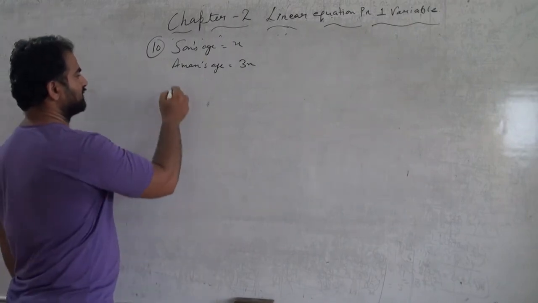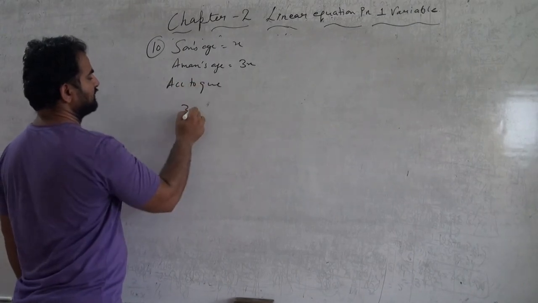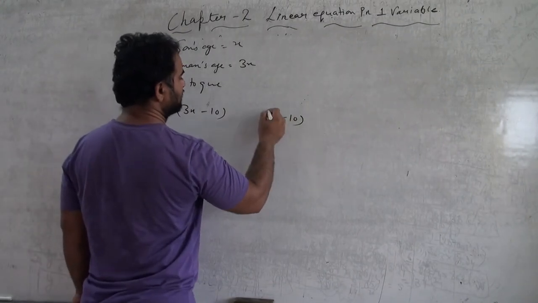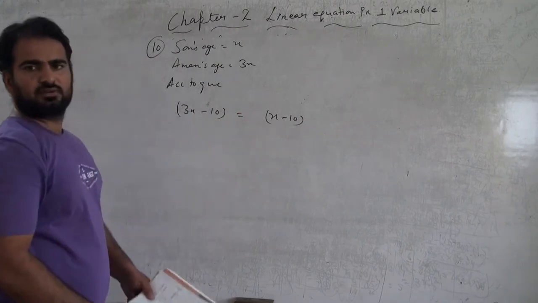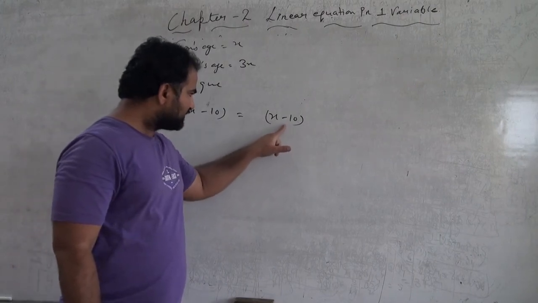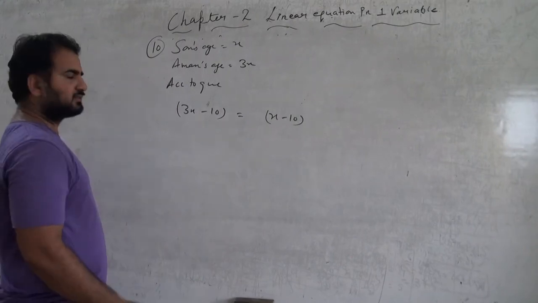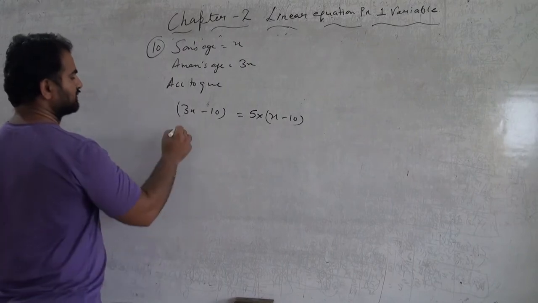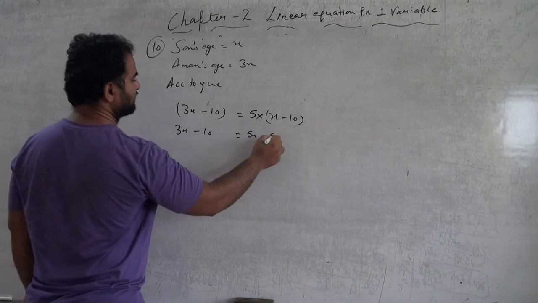So 10 years ago, according to the question, we have to subtract 10 years from both ages. Okay, he was 5 times. Aman was 5 times. If we multiply this age by 5, both of them will be equal. So what I am doing is multiplying this by 5. Okay. So 3x minus 10 equals 5x minus 50.